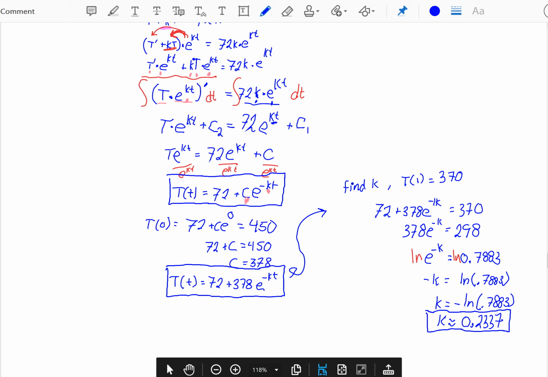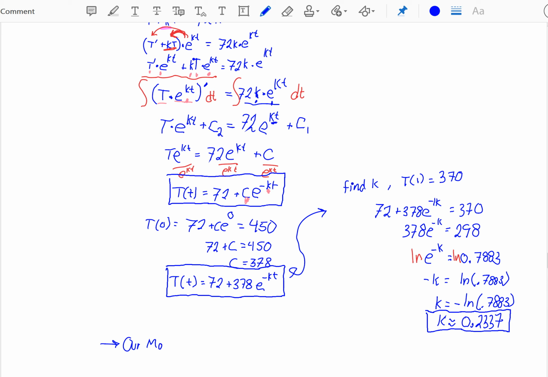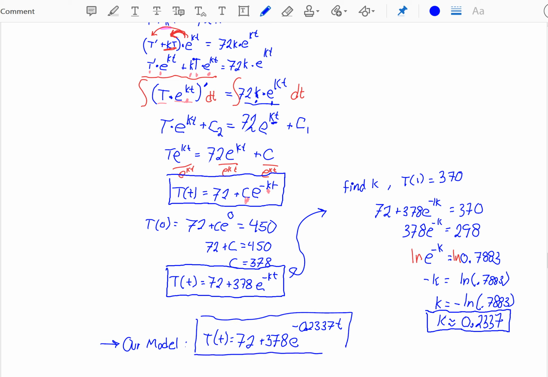This makes our model look like T of t, the temperature at any time, is going to be 72 plus 378 e, remember the negative from our formula, negative 0.2337 T. This should be the equation that talks about the temperature of our object, the temperature of our pizza at any given time.